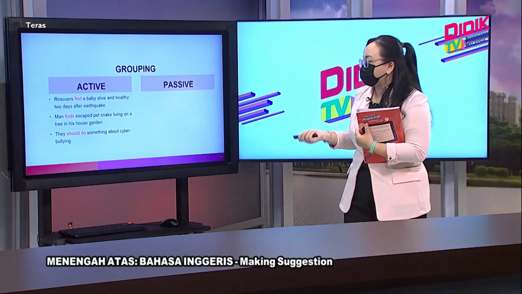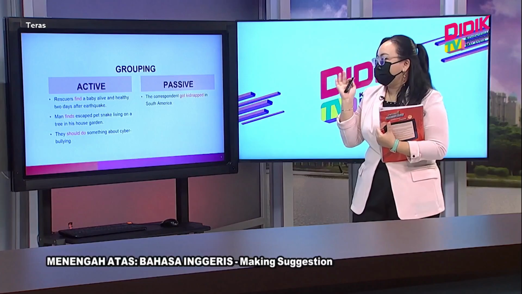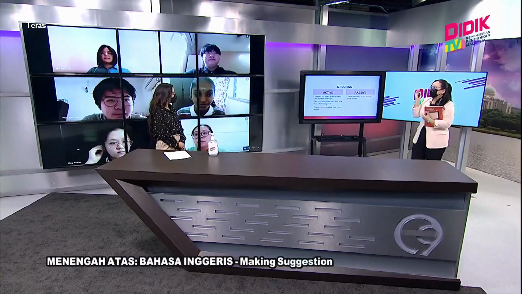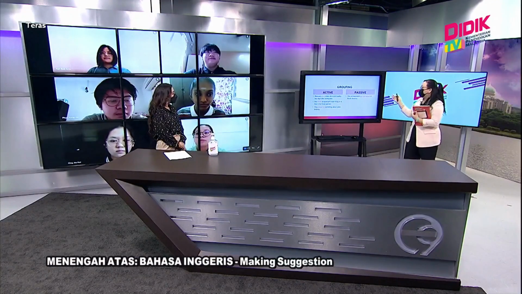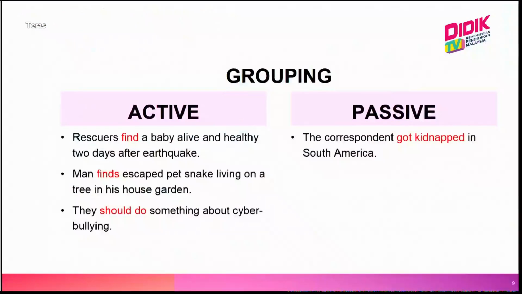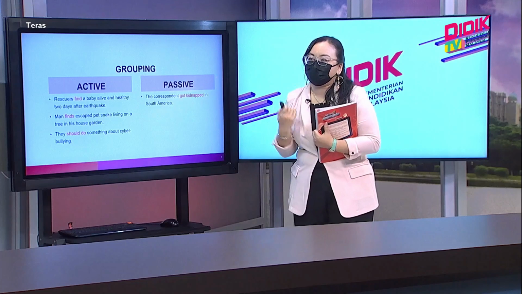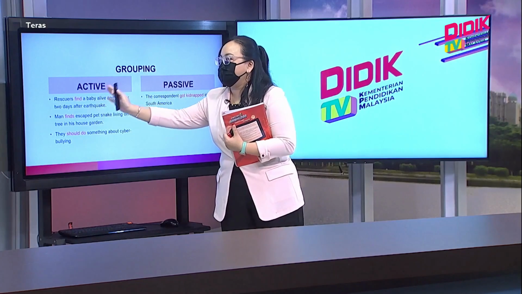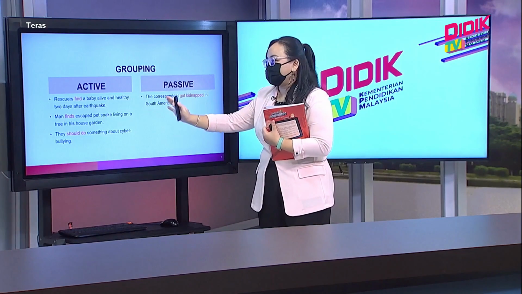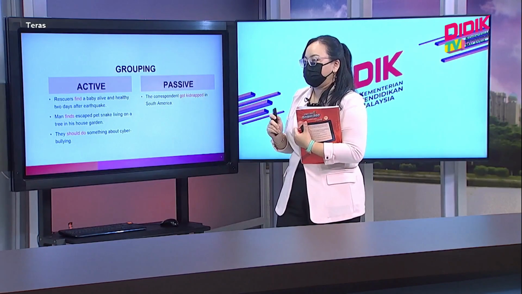Whereas for passive, we will have get, and then the past participle, here, got kidnapped. This is a passive one because the action was actually taken, and normally the front one here refers to the receiver, the one who received the action. So here is the one carrying out the action. Here we will start with the one who received the action first.